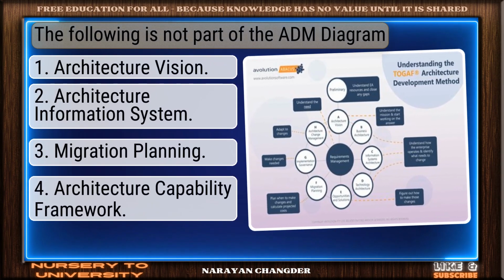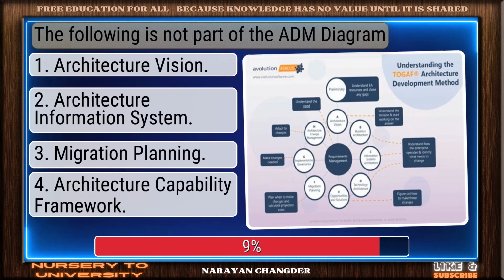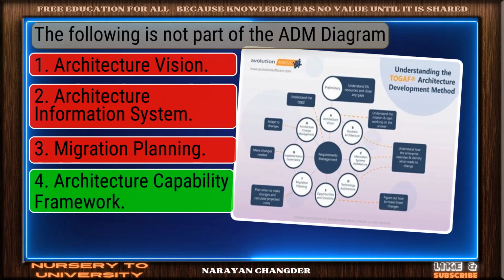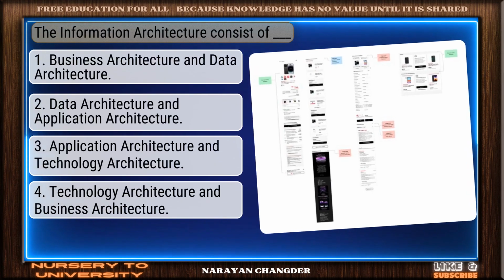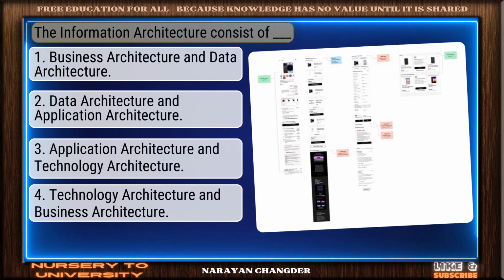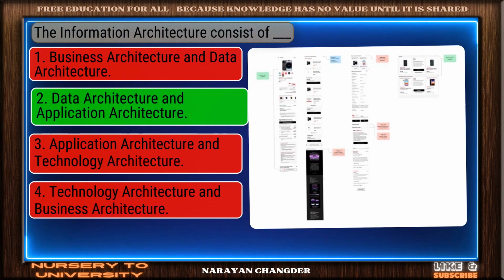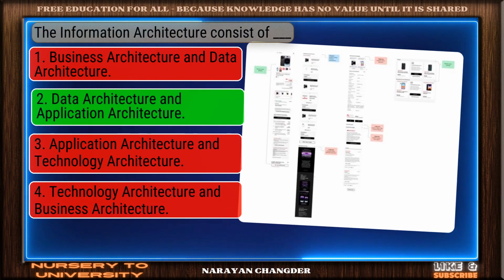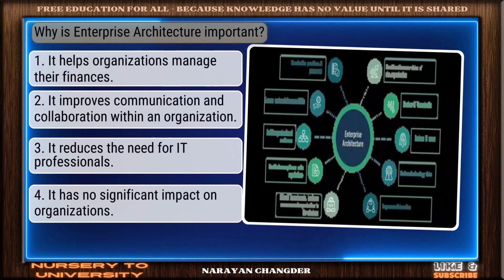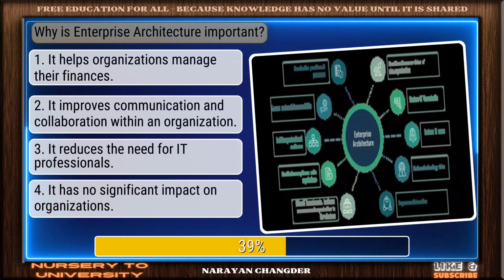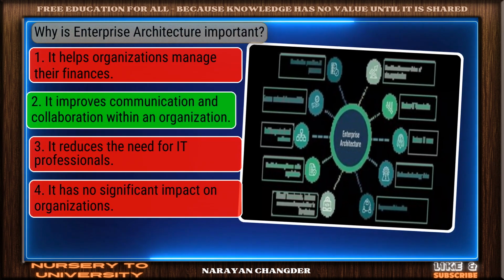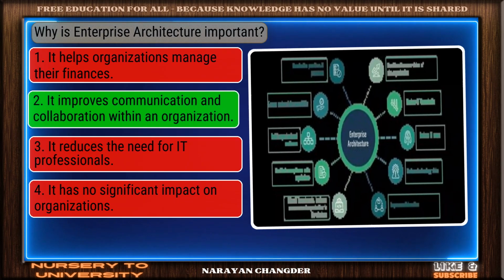Question number 62. The following is not part of the ADAM diagram. Correct. Architecture Capability Framework is the right answer. Question number 63. The information architecture consists of dash. Excellent choice. Data architecture and application architecture is the right answer. Question number 64. Why is enterprise architecture important? Nice selection. It improves communication and collaboration within an organization is the correct and valid answer.